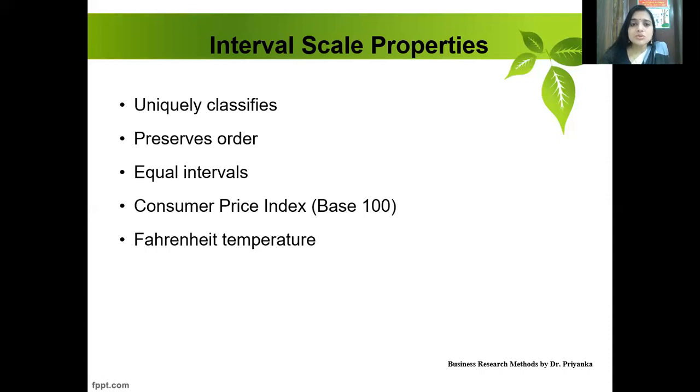So when it comes to the ordinal scale, yes, there was a difference, there was a kind of order, but it did not have equal intervals. We were not talking about the intervals at all. But when it comes to interval scale, we talk about equal intervals. For example, consumer price index, there is a base for that particular index, and on that basis you go with equal intervals. And the same way in case of temperatures.